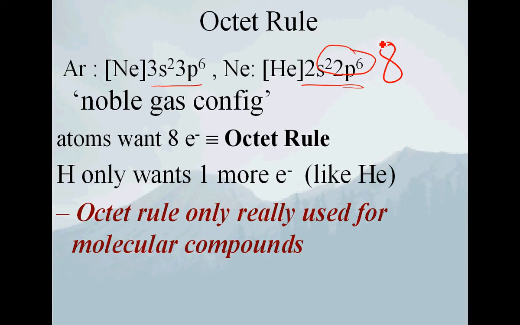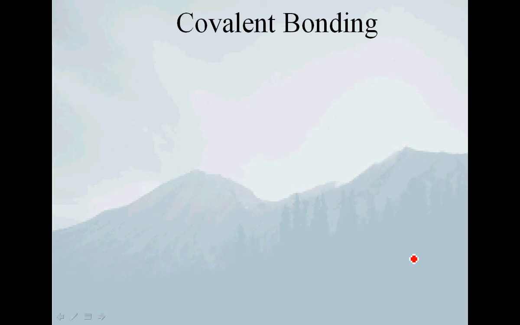Now, something you need to understand is the Octet Rule is only really used for molecular compounds. And if you remember what a molecular compound is, that is a compound that contains 2 non-metals. So 2 things to the right of the stair step. So carbon, oxygen, sulfur, fluorine, chlorine, non-metals are the compounds we're talking about here. So let's talk about what really a covalent bond is.